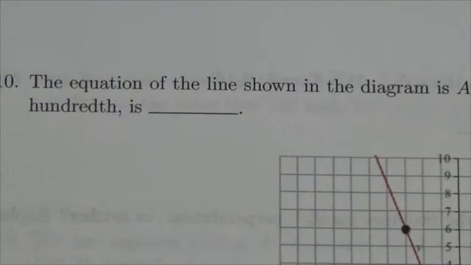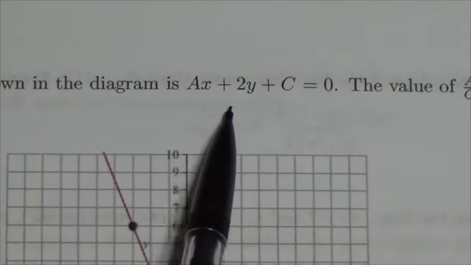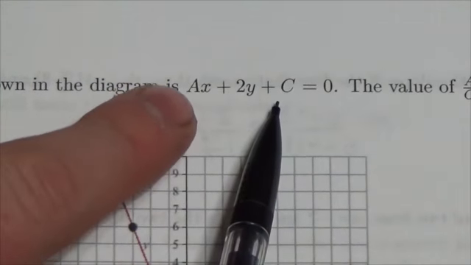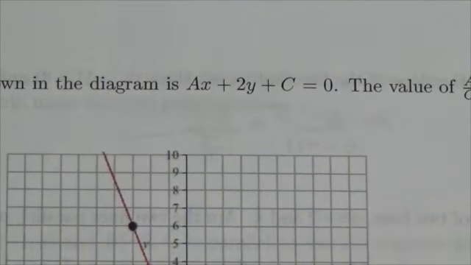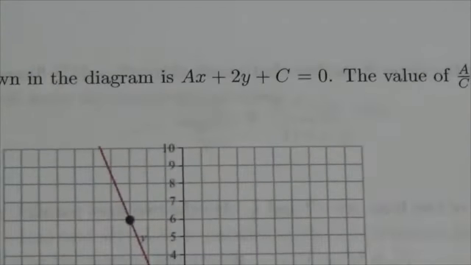Hi everyone. This question says that the equation of the line shown in the diagram is ax plus 2y plus c equals 0. Now notice that there are two things that I don't know here. I don't know the a, I don't know the c. Then it asks us for the value of a divided by c to the nearest hundredth.